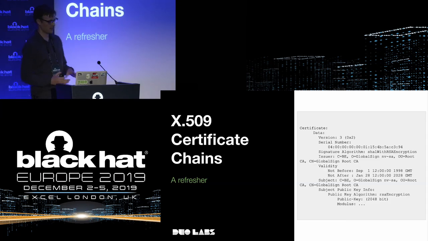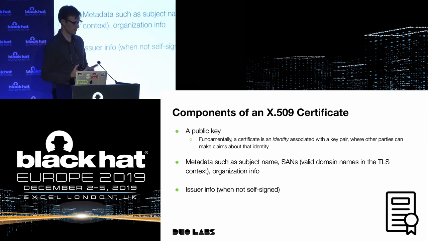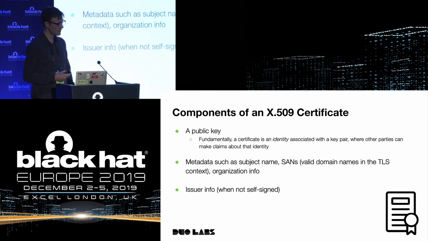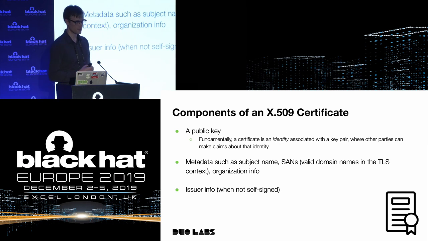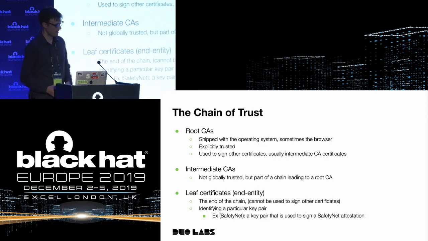So I'm going to take a step back now and just talk about X509 certificates and certificate chains. Fundamentally, a certificate is an identity that's associated with a key pair, and other parties are able to make claims about that identity. The identity can be an entity such as a computer or a user or some other entity. Additionally, metadata such as subject name, SANs, valid domain names in the TLS context, as well as organization info are included or can be included, as well as issuer info when not self-signed. There's the so-called chain of trust.